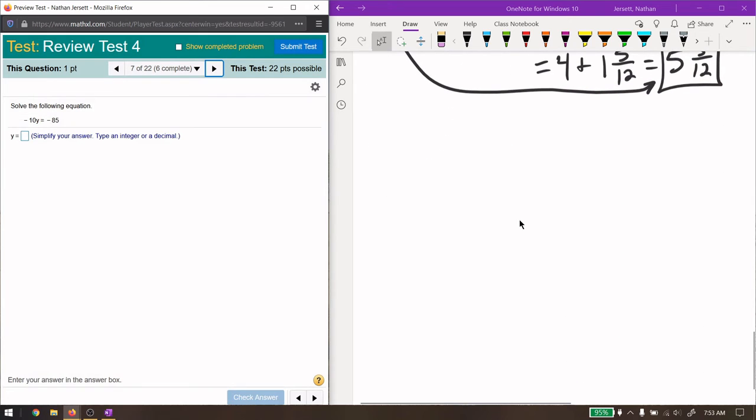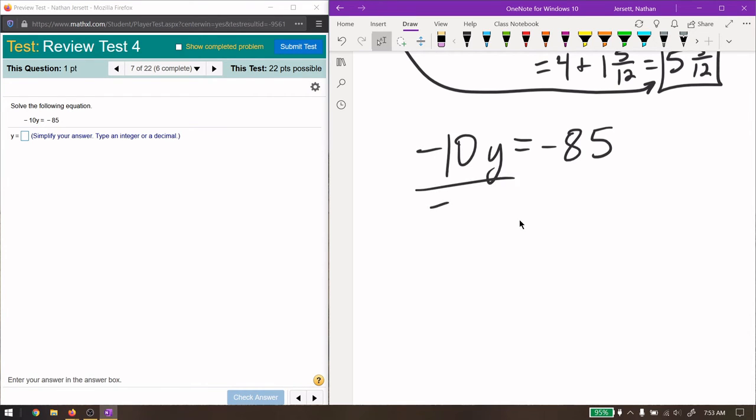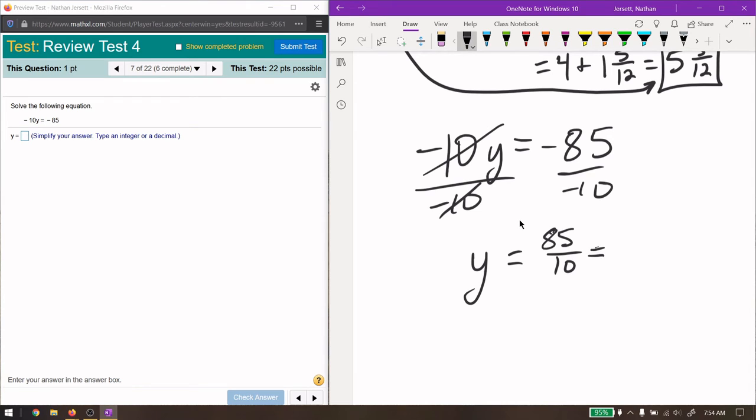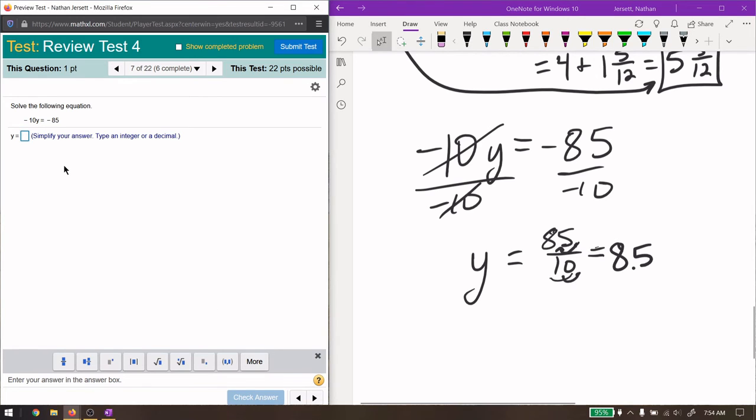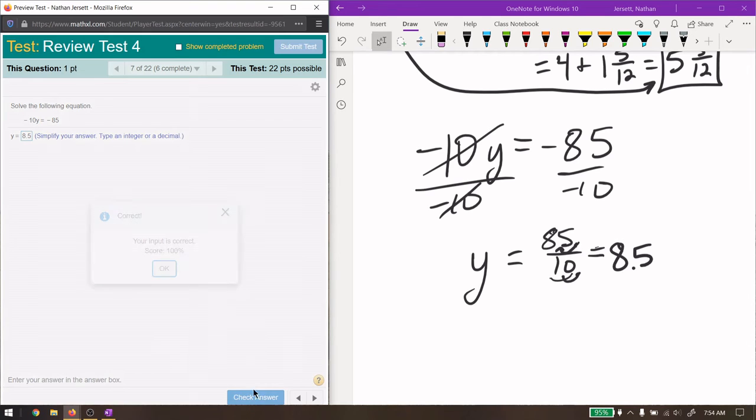Okay, solve this equation. Hopefully you see what we need to do here. We need to divide by -10. That's how we get y by itself. Negative divided by negative is positive. 85/10. It says simplify your answer, type an integer, so a number without a decimal, or a decimal. This is definitely a decimal. You can type it in your calculator, but this one's actually quite easy. We're dividing by 10, so we count 1 zero over, and we get 8.5. You can also just use a calculator for that, but 8.5 is what you're going to get.